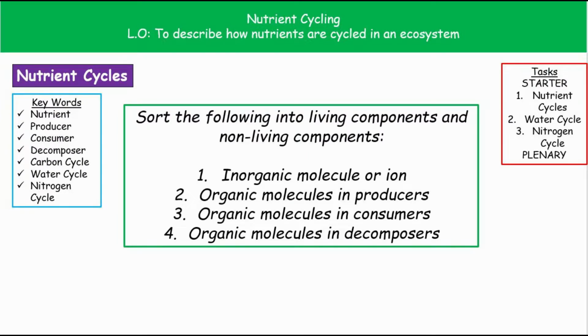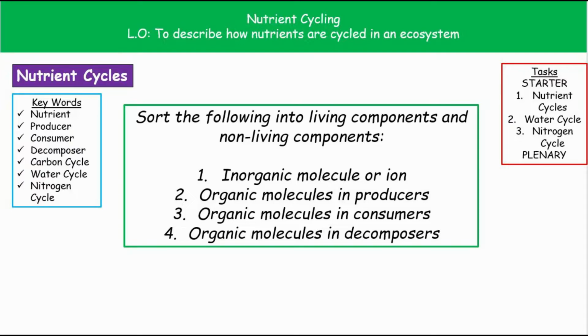So when we're looking at these different nutrients cycling through an ecosystem, what we find is there are going to be living components and non-living components. So these cycles are split up into these two different categories, if you like.